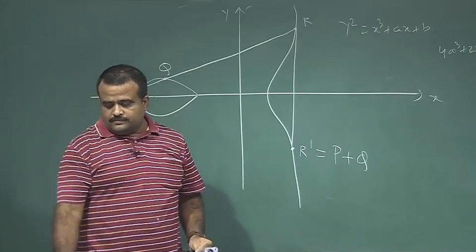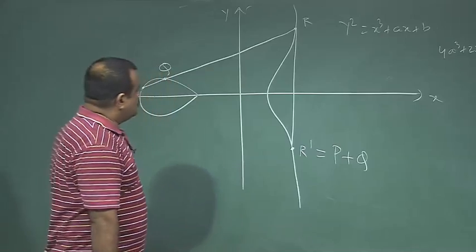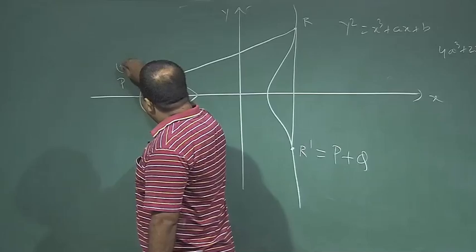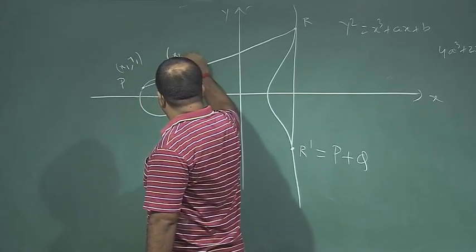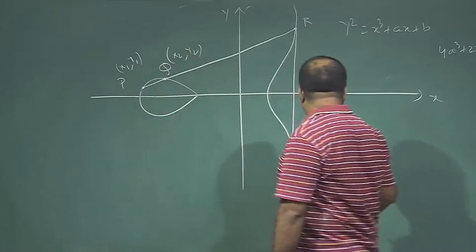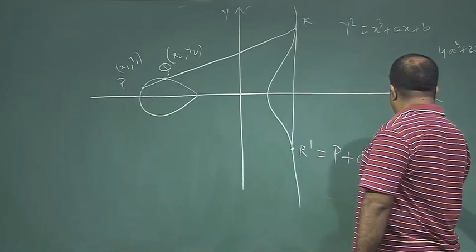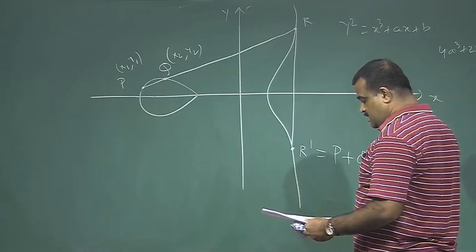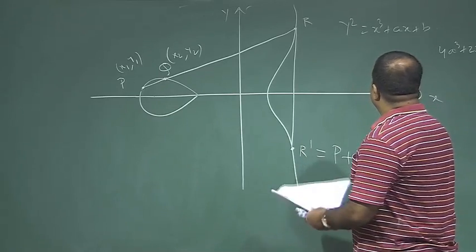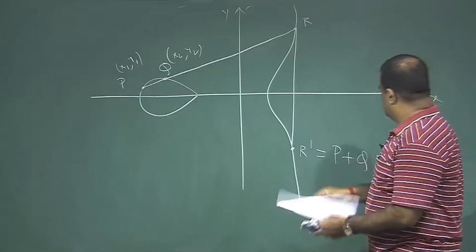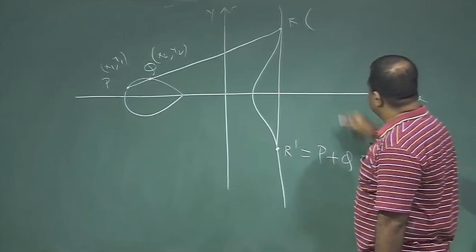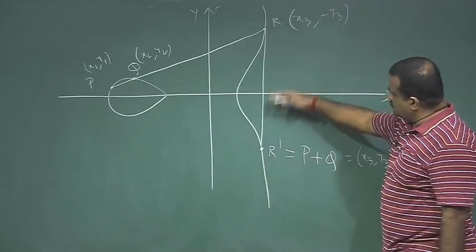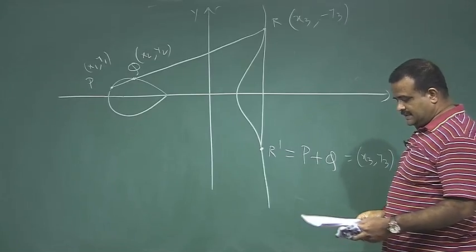Now we want to know the coordinates of this P plus Q. Suppose P is (x1, y1) and Q is (x2, y2), and we want to know what P plus Q is, say (x3, y3). So this is then the mirror image of the third point, so (x3, minus y3). This is just the mirror image based on the x axis.